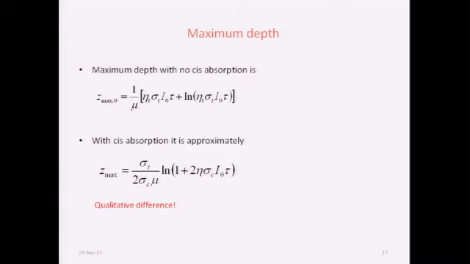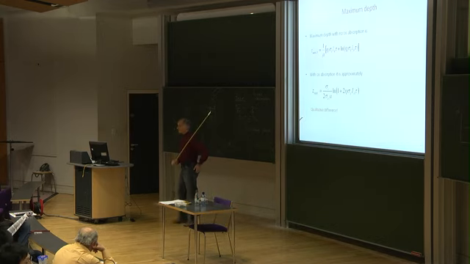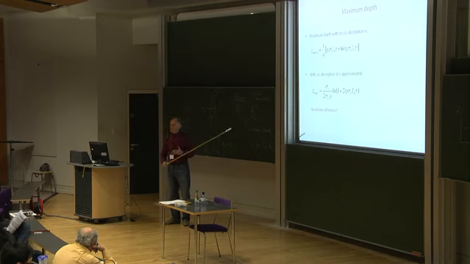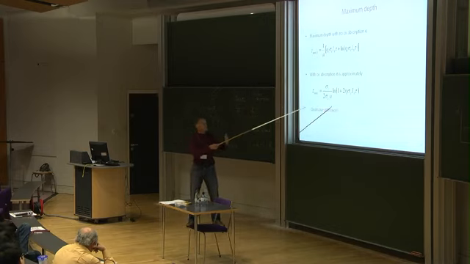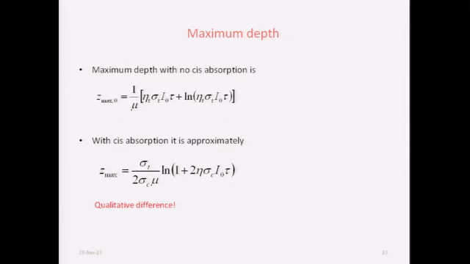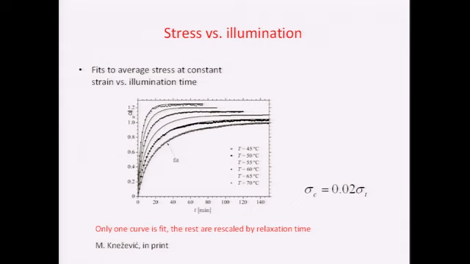But when we include the cis absorption, it is still possible to get an analytic solution, but it's ugly. The main contribution looks like this. In that case, the maximum depth we can reach is only a logarithmic function of the intensity and this thermal relaxation time. So this explains why we have a much thinner layer in saturation with the back absorption. So back absorption, even when it's very small, makes a big, qualitative difference.